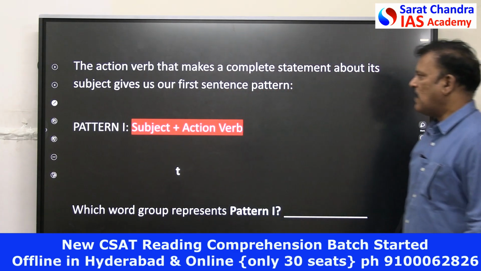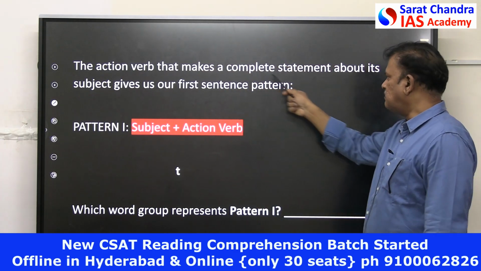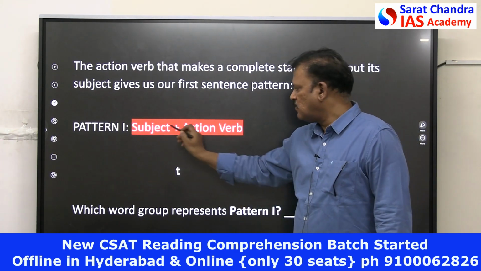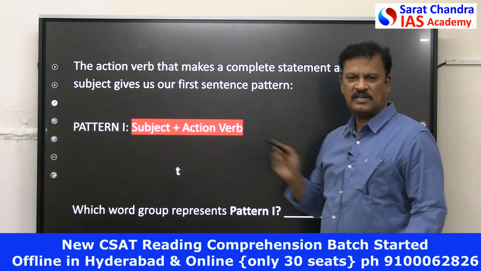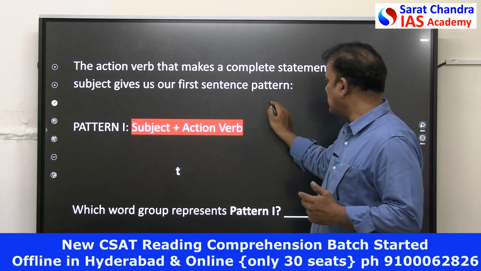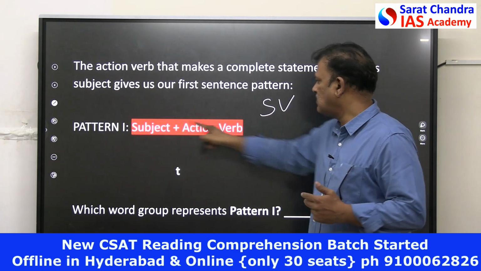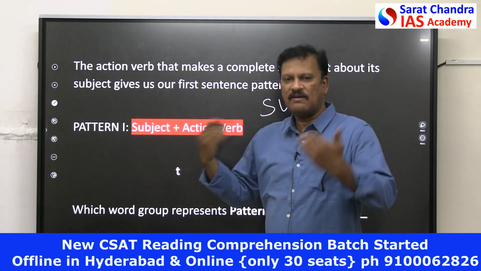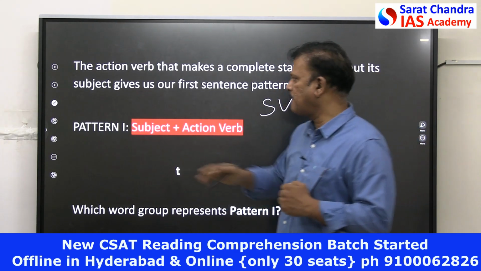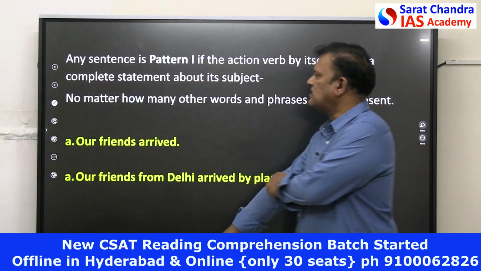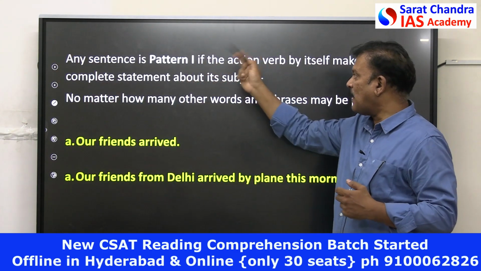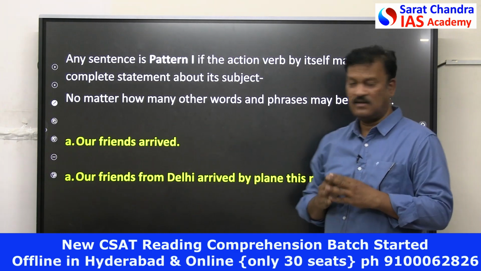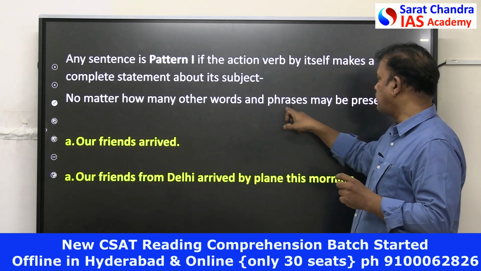Now look at this. The action verb that makes a complete statement about its subject gives us our first sentence pattern. This is subject, this is action verb. That is what we gave: S and V. Subject and action verb. Remember, subject is a grammatical term. Subject, in our understanding, let us call it actor. Okay. Now, look at this. Any sentence is pattern 1 if the action verb by itself makes a complete statement about its subject. Fine. No matter how many other words and phrases may be present.